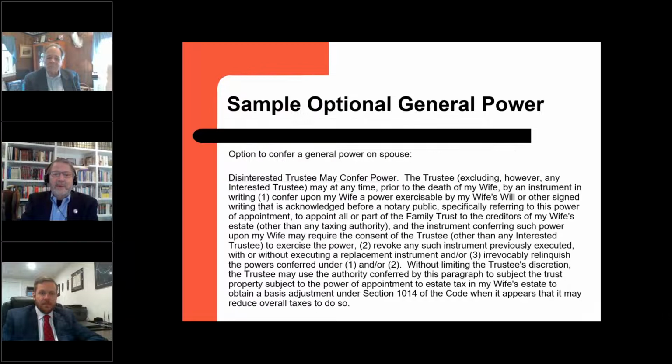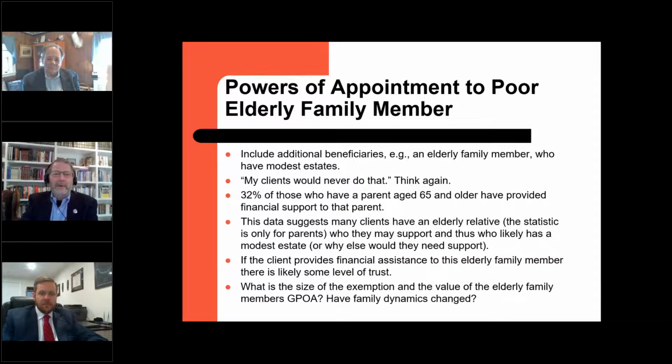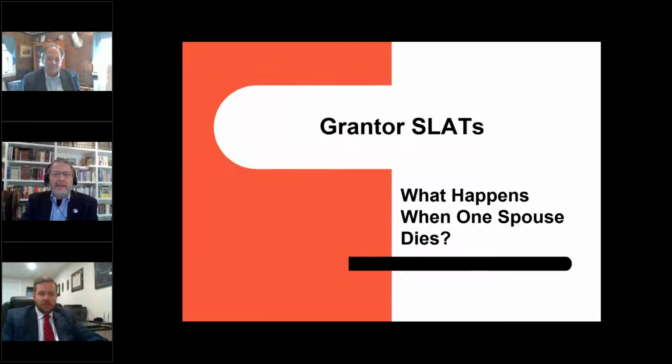And I think this is also a sample power from Interactive Legal. So let's skip through the rest of powers of appointment. Jonathan, I think we've covered an awful lot. I'm not sure we really want to continue much longer in terms of time to go through slats. I think we may need to do part 2 of trust administration. Any thoughts?